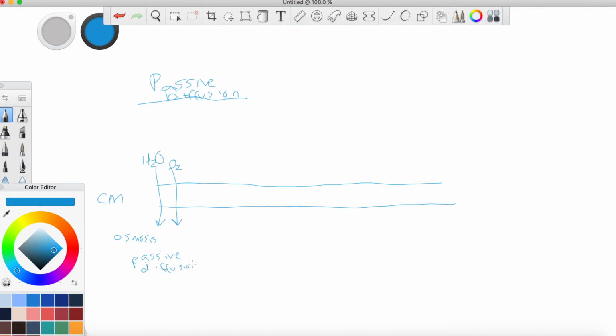And we just had some rules for these things, right? For osmosis, we know that water moves from an area of high solute concentration to low solute concentration. For passive diffusion of other molecules of solutes, then we know that these things move from an area of low solute concentration to high solute concentration.